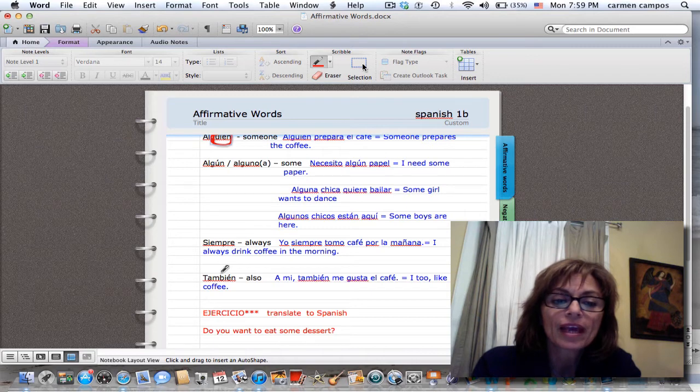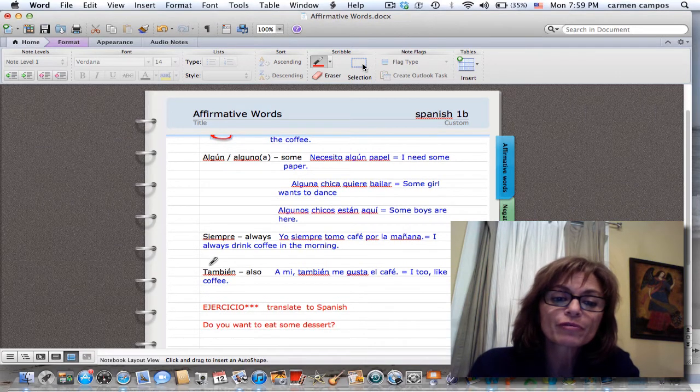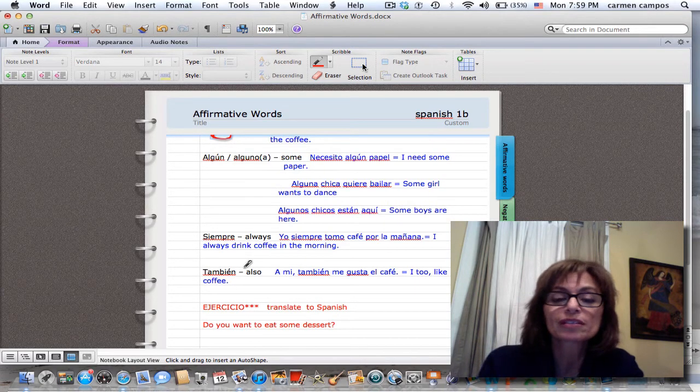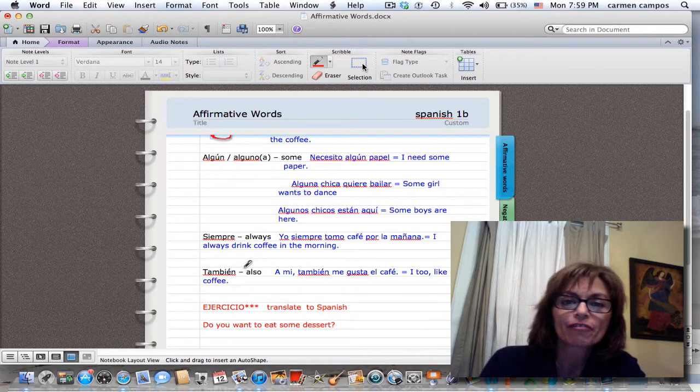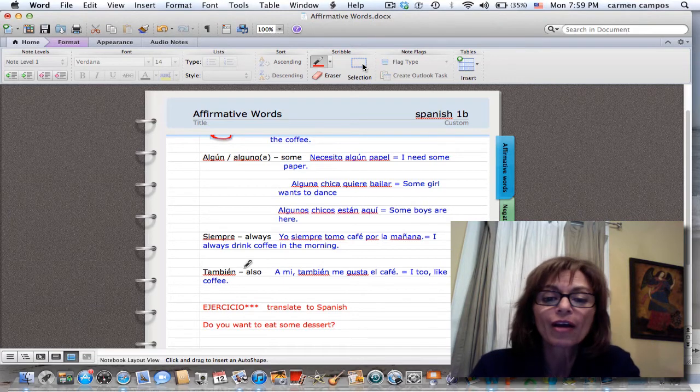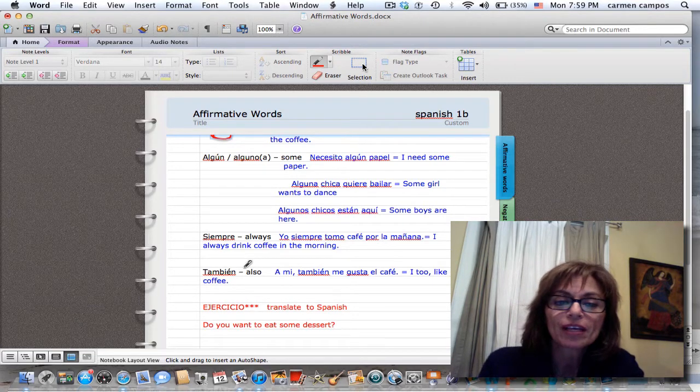Siempre. And of course, the last affirmative word would be también. And you already know también. You've been using it since last year. También means also. A mí también me gusta el café. And me, I also like the coffee. Entonces, también.